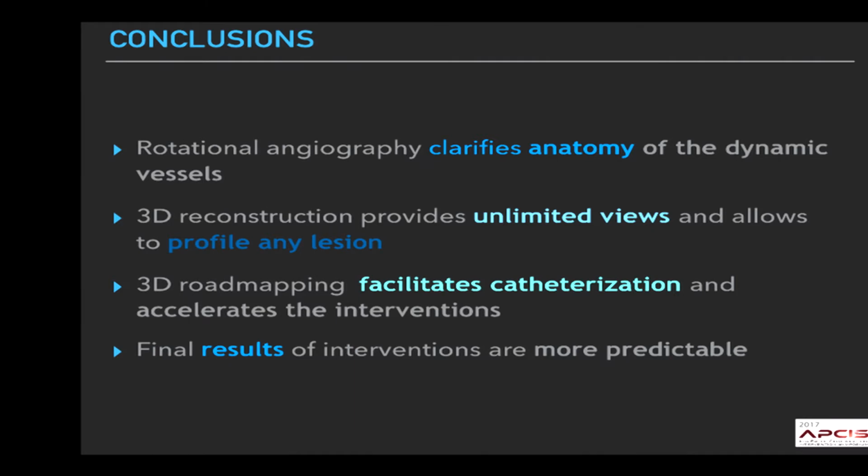And in conclusion regarding 3D RA, I would like to say that rotational angiography clarifies the anatomy. 3D reconstruction gives us unlimited views. The roadmap can facilitate catheterizations, and the final results may be more predictable.